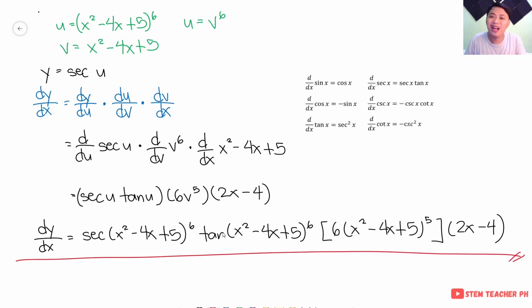Medyo naging mahaba lang siya kasi gumamit tayo ng chain rule ng 2 beses tapos medyo komplikado yung angle na nasa loob ng trigonometric function. But still, if you want to simplify this further, eto na lang siguro, yung 6, pwede mong i-multiply doon. You have 6 times 2x and 6 times negative 4 para maging isa sila, pero this is already acceptable as your final answer. This covers our 6 examples para sa derivative of trigonometric functions.